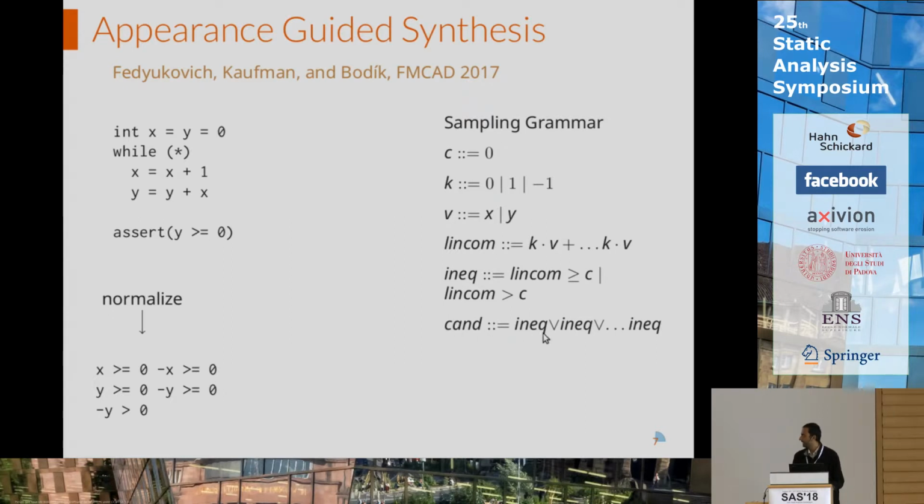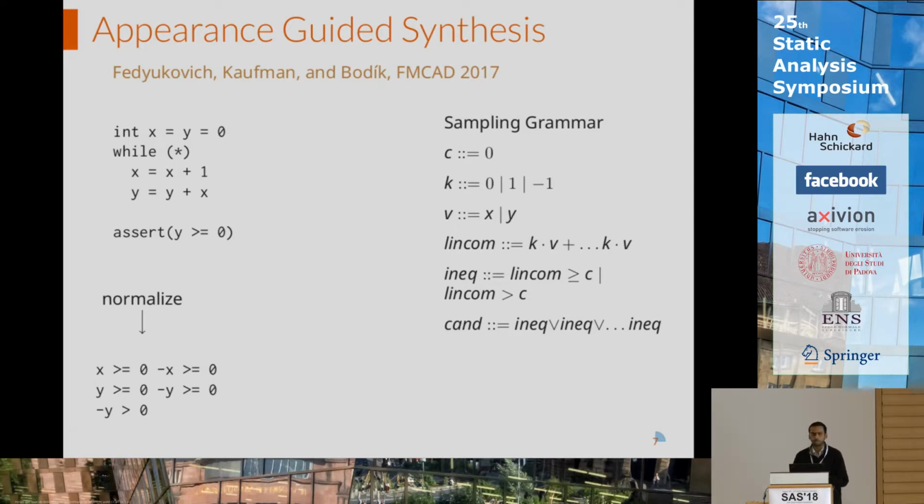We start with a candidate which is a disjunction of inequalities. Each inequality is a linear combination over variables, compared with a constant. The variables and constants present in the linear combination, one can get from the program itself. For example, here x and y are program variables, and the constants for the coefficients and for the inequality will be 0, 1, minus 1, for example from here. So this grammar will give a set of candidate formulas.